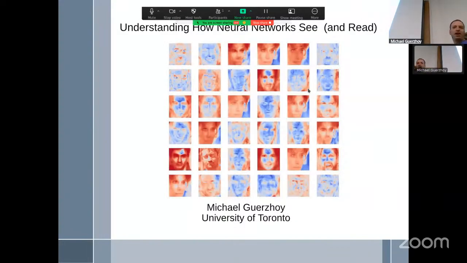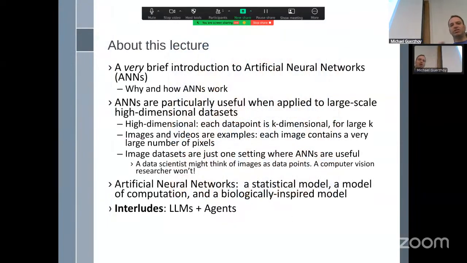So today, though, I'm going to start the module that has to do with how neural networks work. It's going to be a very brief introduction. There are whole courses about it. I'll try to give you an idea of how they work, both with language and with images. And there's going to be a bit of LLMs and agent stuff next week in the lab as well. So I'm actually going to interrupt the flow in the middle of this lecture to talk about LLMs and agents. It's all going to come together.